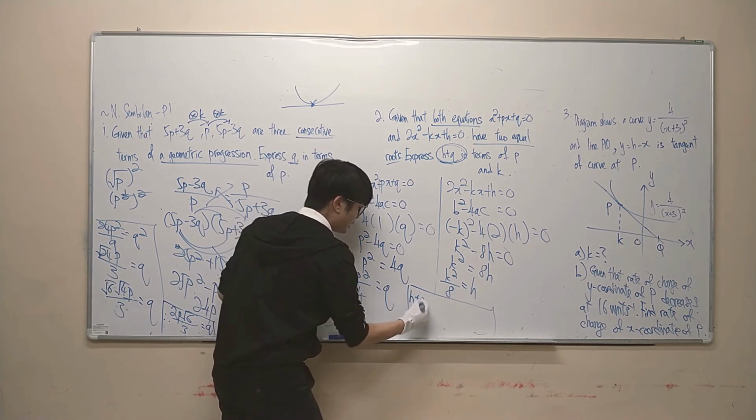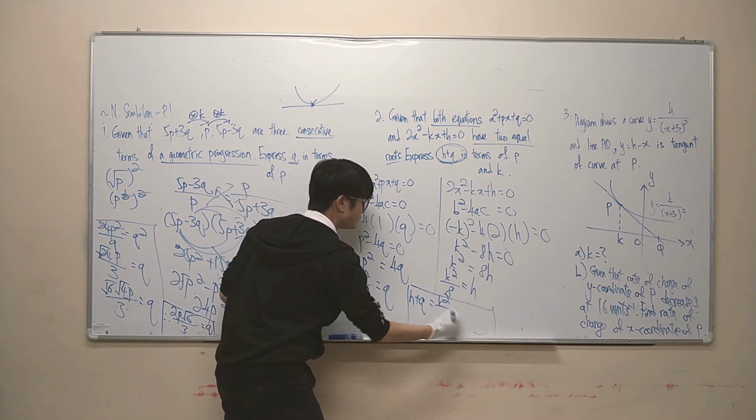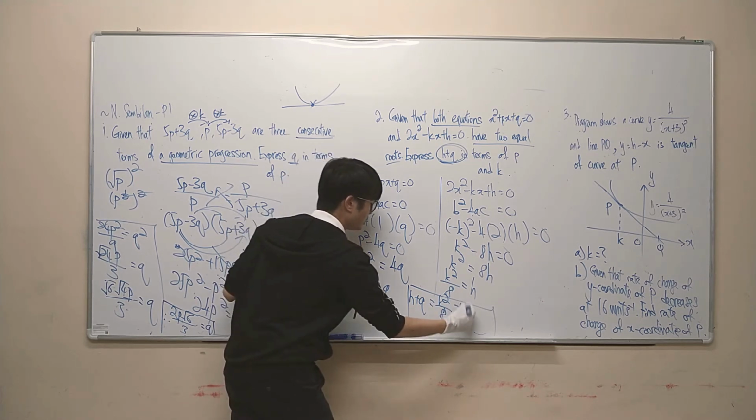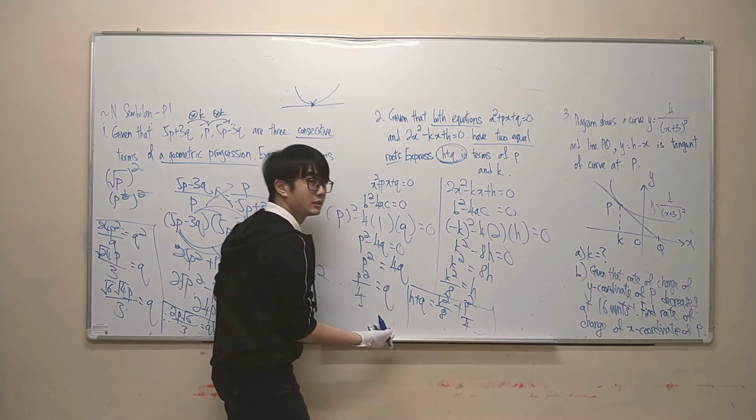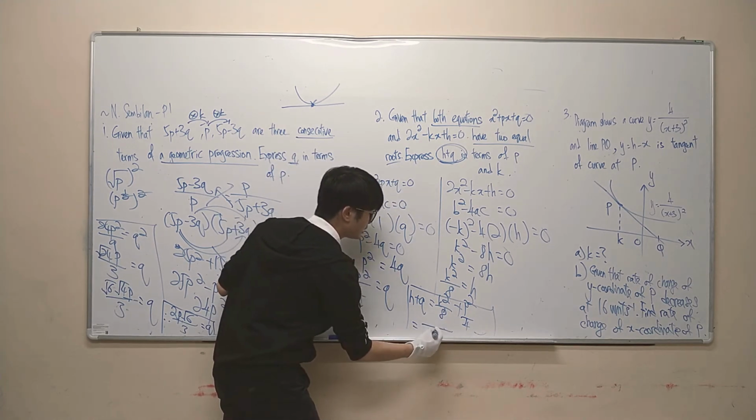So h plus q will be what? H will be k squared plus 8. Q will be p squared over 4. So that's the answer. Alright? Okay, you can make it neater and make it over 8.